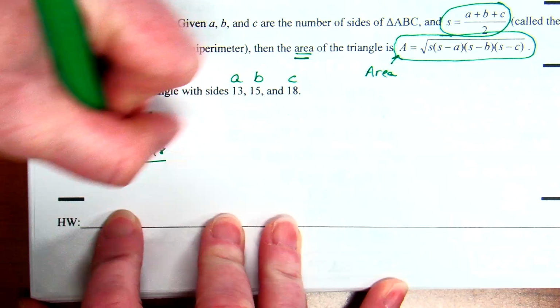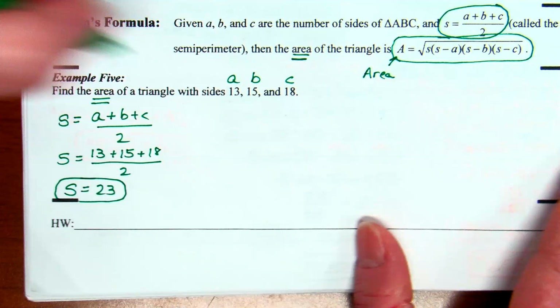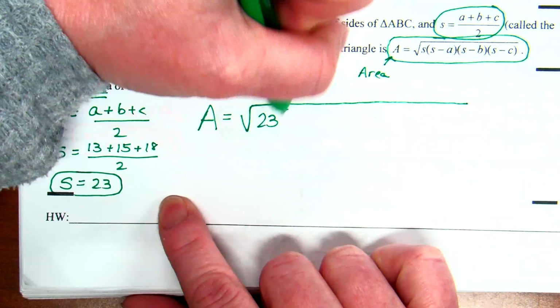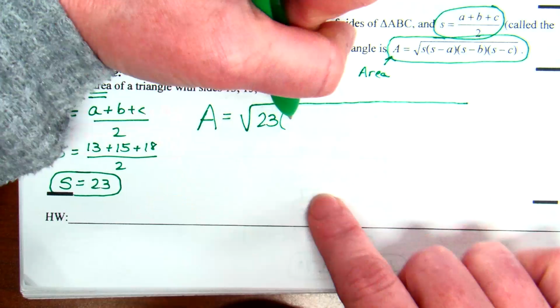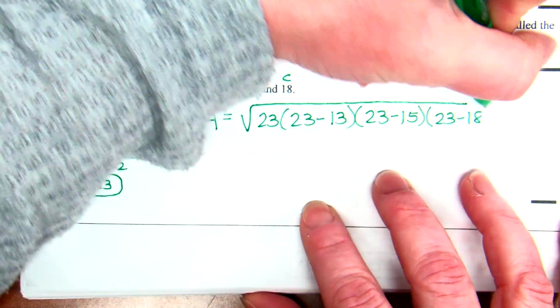So fill in your formula. Area equals. Notice it is the square root of all that fun stuff. S, 23. Parentheses, S minus A, 23 minus 13. Parentheses, S minus B, 23 minus 15. Parentheses, S minus C, 23 minus 18. Give me just a moment, please. You can punch that into your calculator. You can do work. I will tell you the answer comes up to be 96 square units. A yay must mean you're ahead of me and it worked.